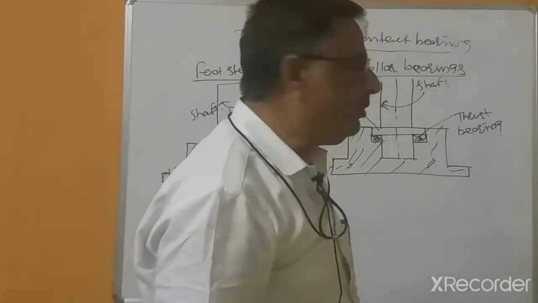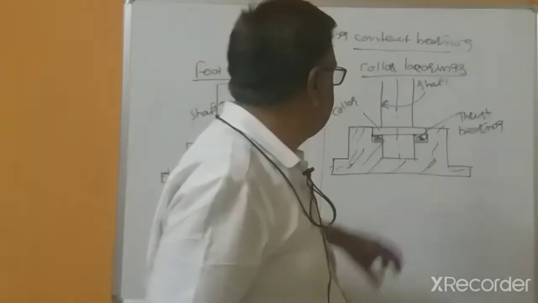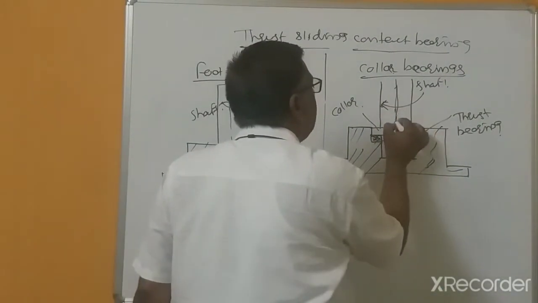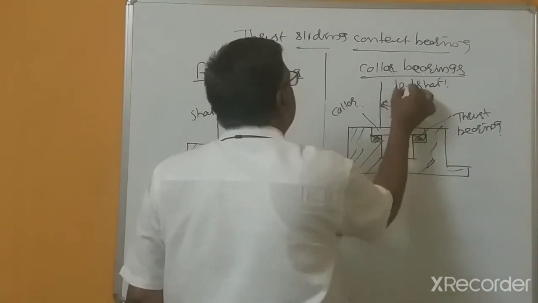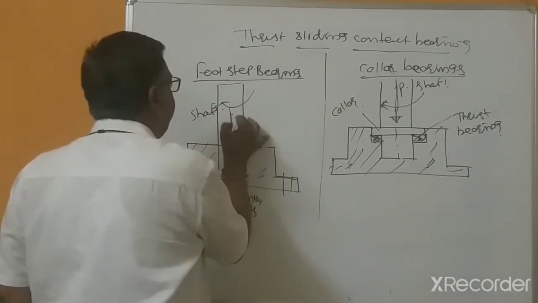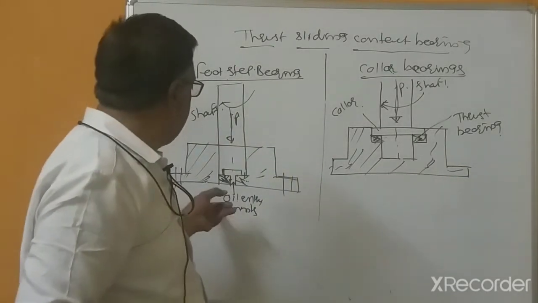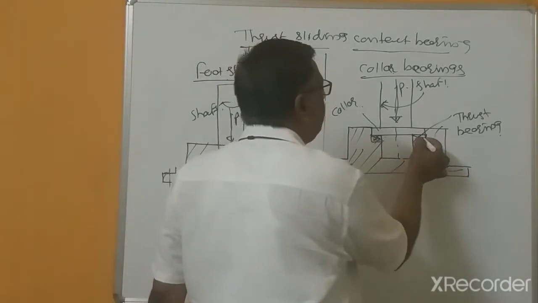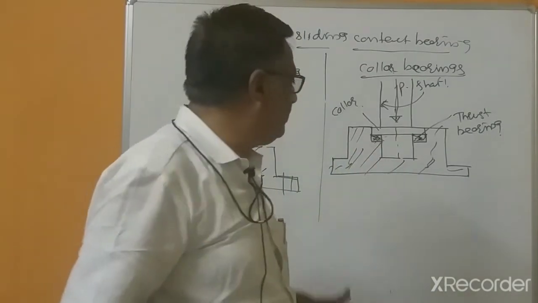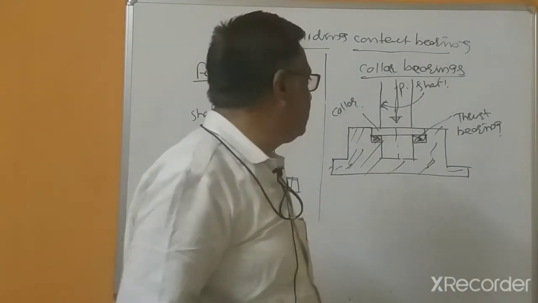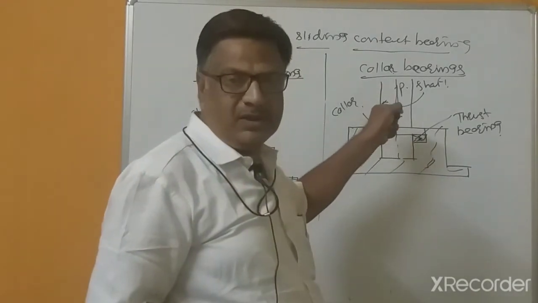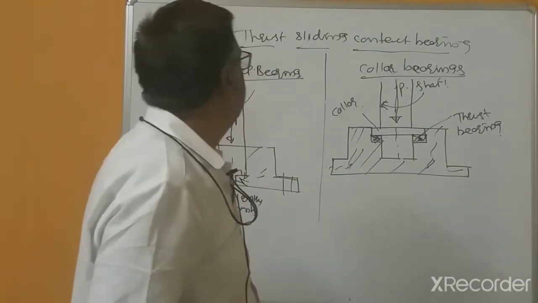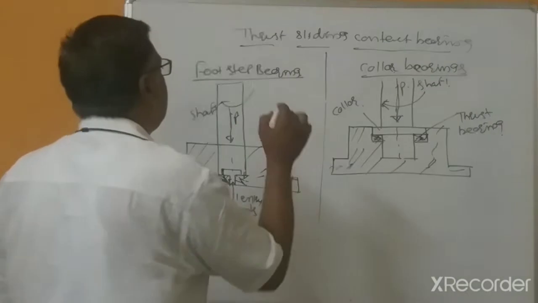This collar may be a single collar or a double collar, depending on the types of loads. This load is the thrust load, and here also thrust loads. In footstep bearings, the oil enters from the bottom side, and lubricating oil may be present, or semi-solid lubricant like grease can be inserted here, or otherwise a continuous drop of oil can be supplied. So these are the two types of thrust sliding contact bearings.